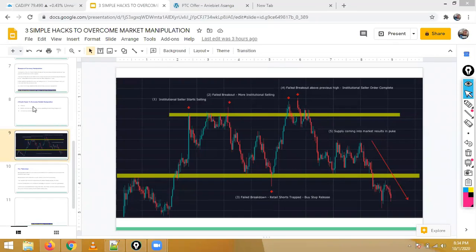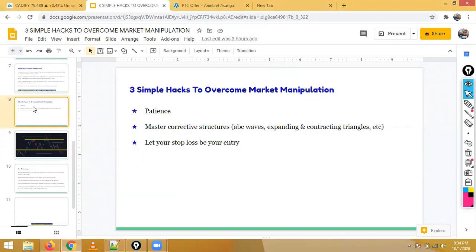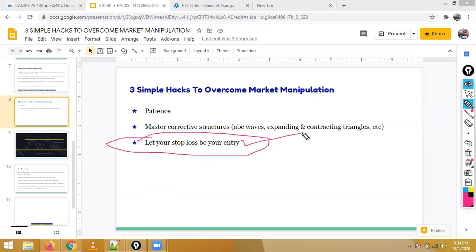The main thing is, one, you need to be patient. Two, you need to master corrective structures. I'm going to do an example of a corrective structure so that you see how it looks. Then three, the main thing is, let your stop loss be your entry. This is the key to escape manipulation. Apart from being patient and understanding corrective structure, the key is letting your stop loss be your entry.